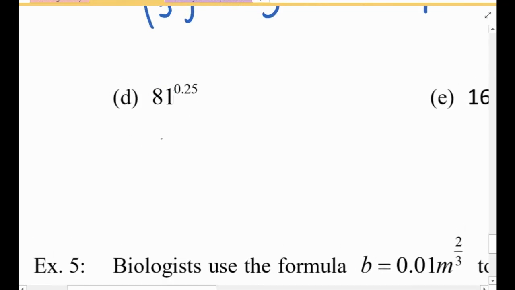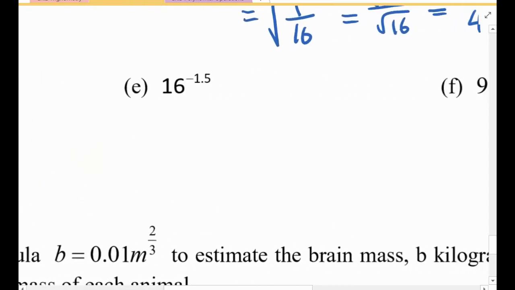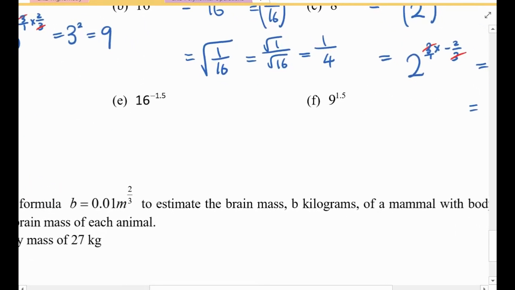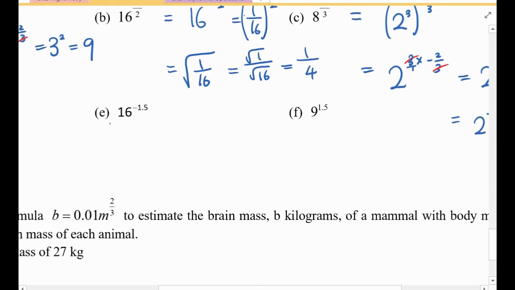81. 81 is 3 to the power of 4. Then 4 times 0.25 is 1. So the answer is 3. Alright, everyone, I want you to pause the video and try E and F by yourself. Go ahead, everyone.